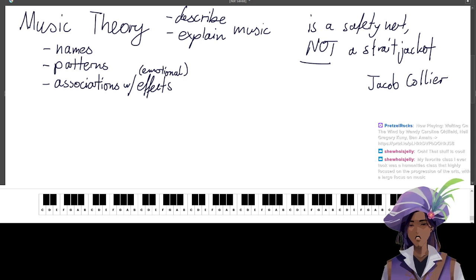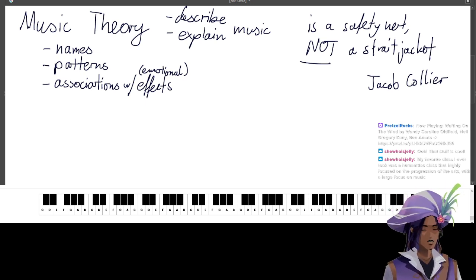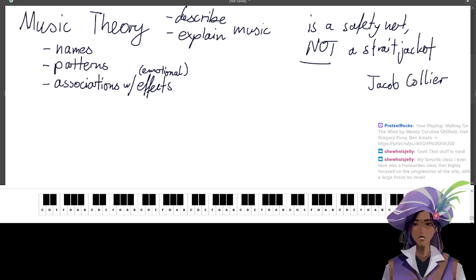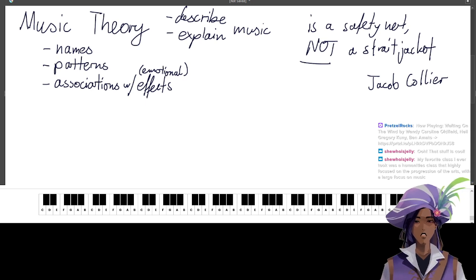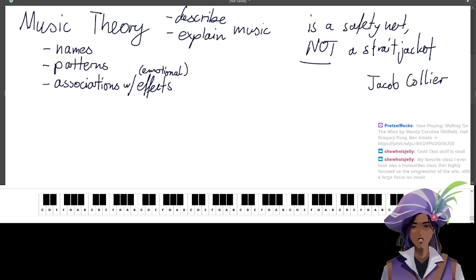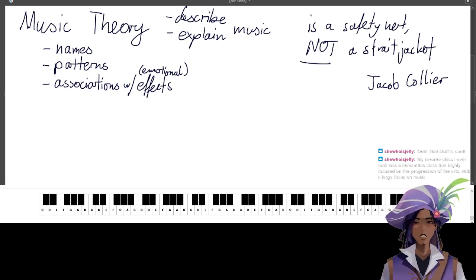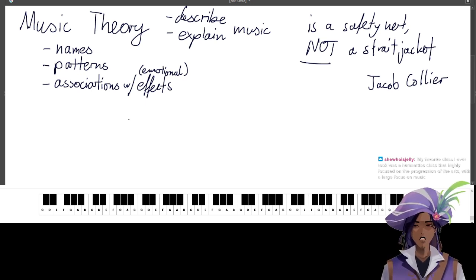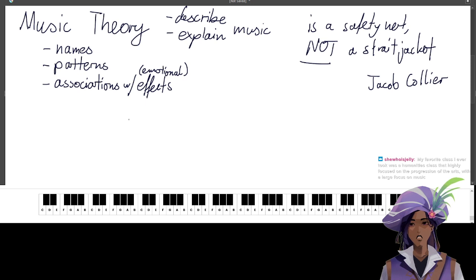Nice. Yeah, progression of the arts. Yeah, exactly. How people pushed the boundaries and changed arts. That's exactly what this is, right? Music theory is not telling you music must look like this. It's telling you right now music looks like this, and what you do with it is your choice, right?